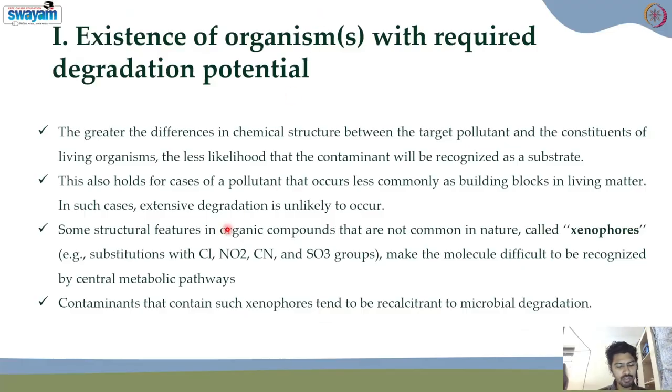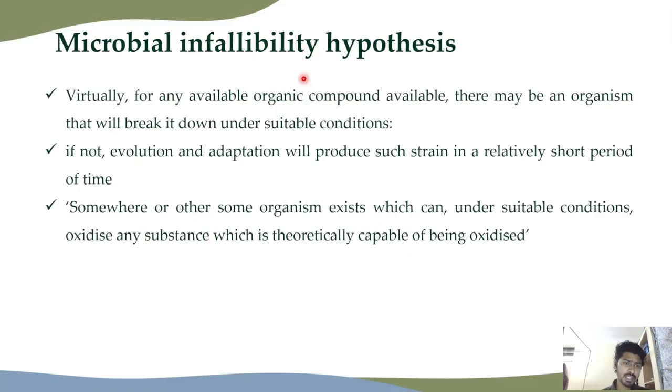So the first and basic need is you need to find the right microbe for the right pollutant. So this is what the first principle tells us, that is, the existence of an organism with the required degradation potential. So you need to find the right microbes for the particular pollutant to degrade or break it down. And from this, scientists have come up with a hypothesis called the microbial infallibility hypothesis. And what does this hypothesis tell?